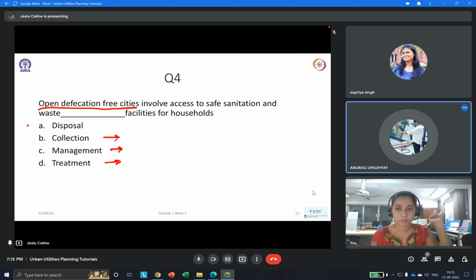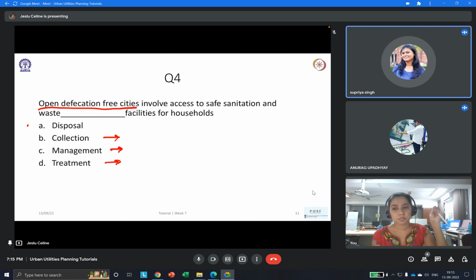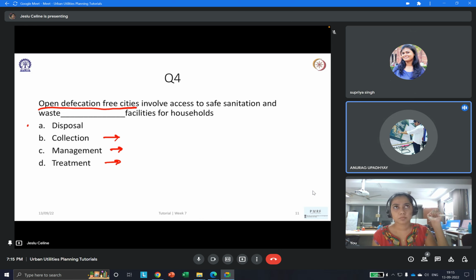You have treated the sewage to some extent, but there will be some sort of byproduct of the treatment. So where are you going to dump that byproduct, which is not of any use? That is disposal after treatment. You have collected, you have managed, you have treated, but most importantly, for a safe and hygienic environment, you need disposal of that.